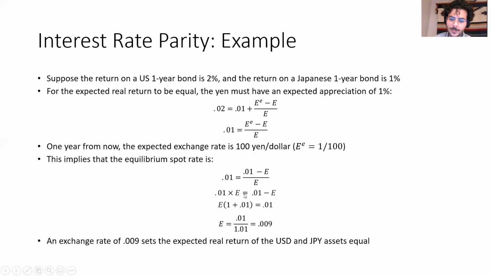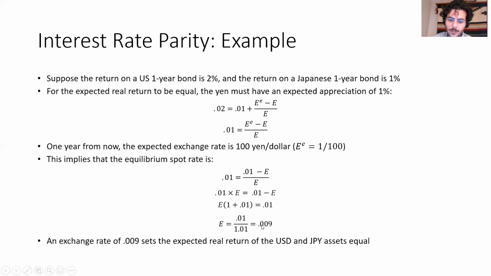So now let's multiply both sides by E and then subtract E from both sides. Then if we solve for E, so we divide both sides by 1.01, we see that the current direct exchange rate is going to be 0.009. So the future exchange rate is 1/100, or 0.01 dollars per yen, and the equilibrium spot rate today is 0.009 dollars per yen.